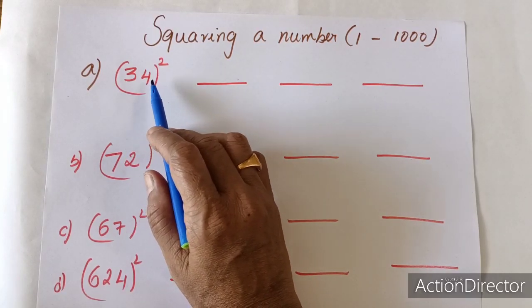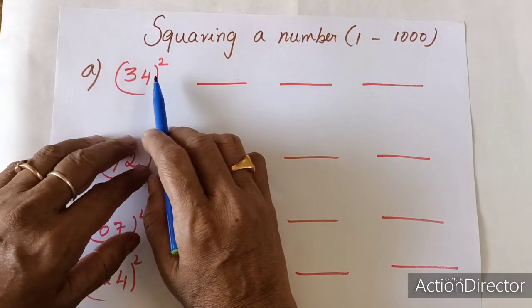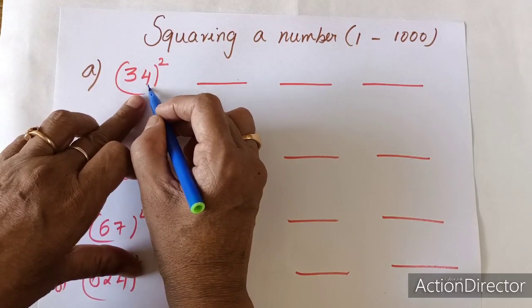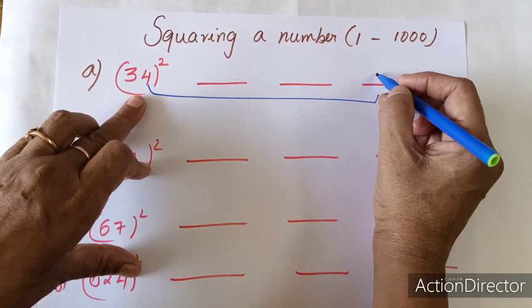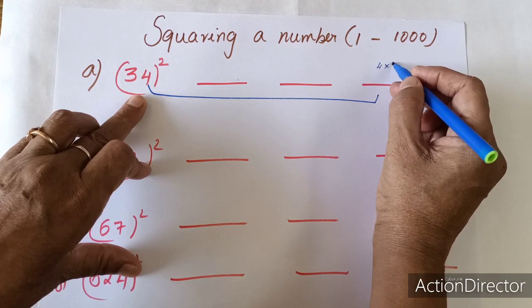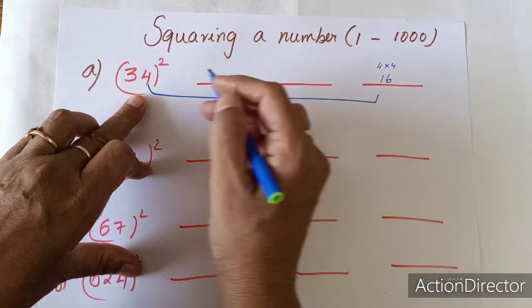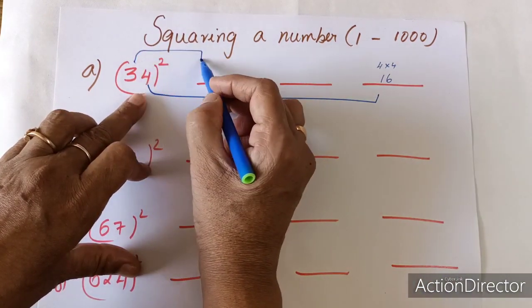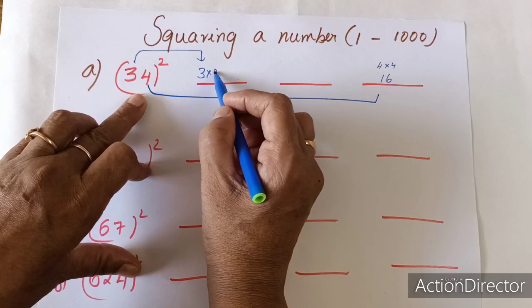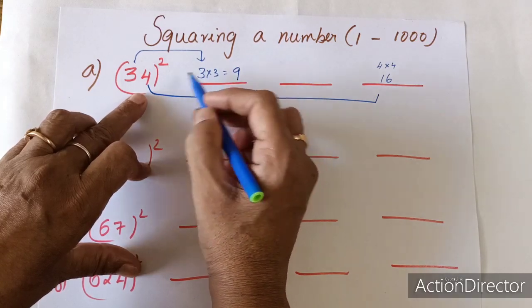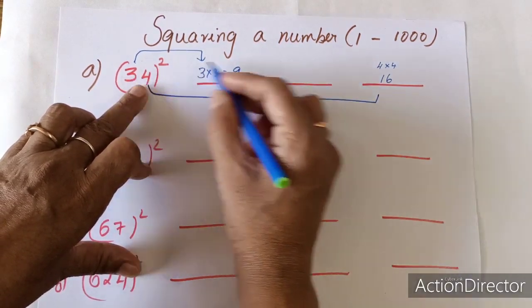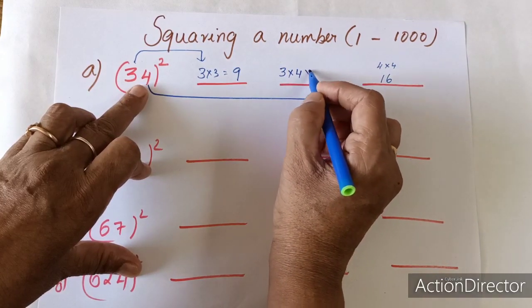First one is 34 whole square. So please observe, first last column will be 4 into 4. So 4 into 4 will be equal to 16. And the first column will be here 3 into 3, which will be equal to 9. And the middle column will be 3 into 4 into 2.